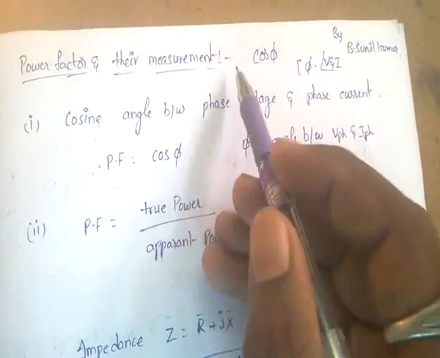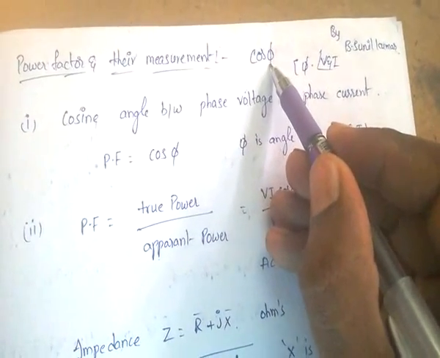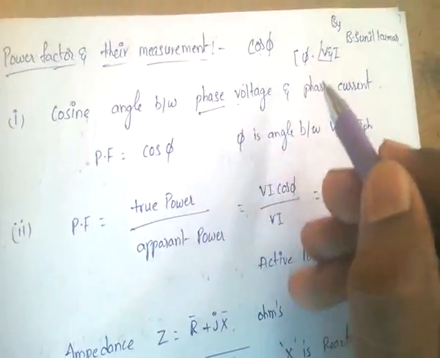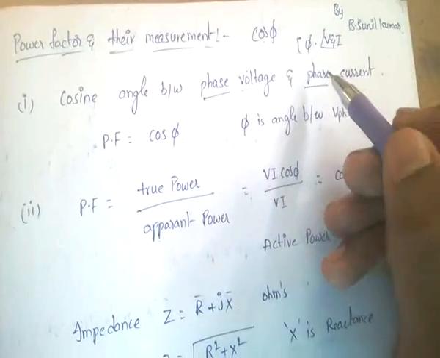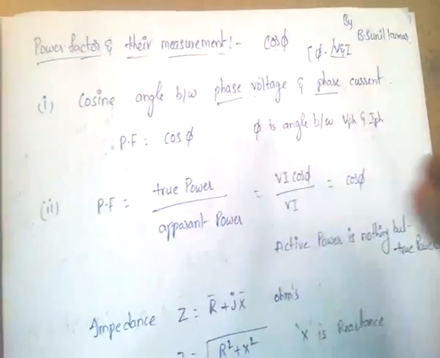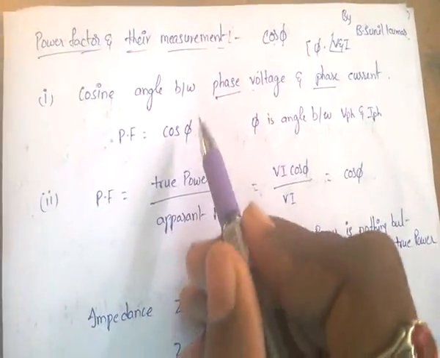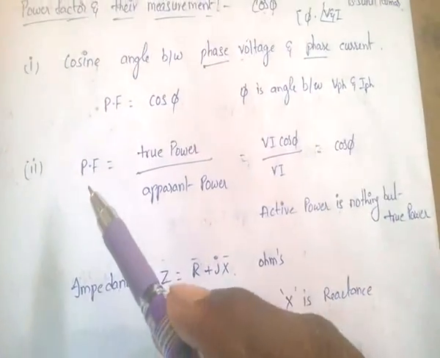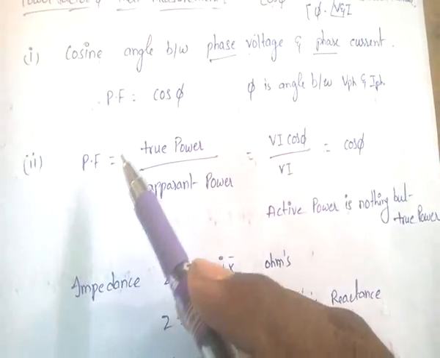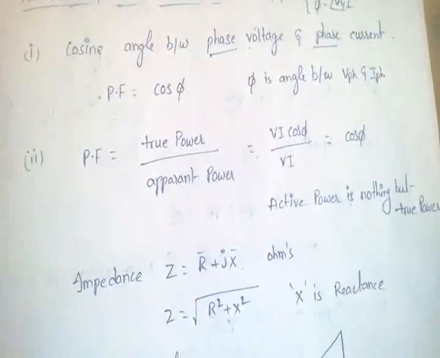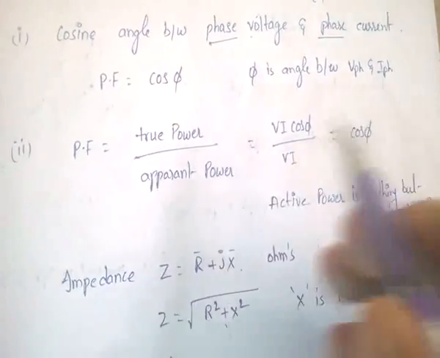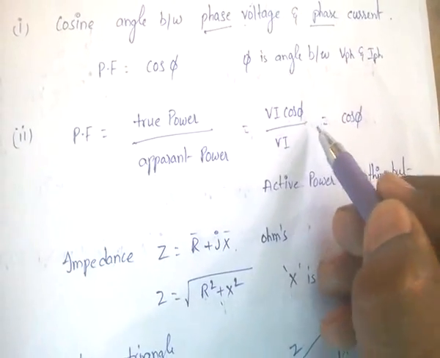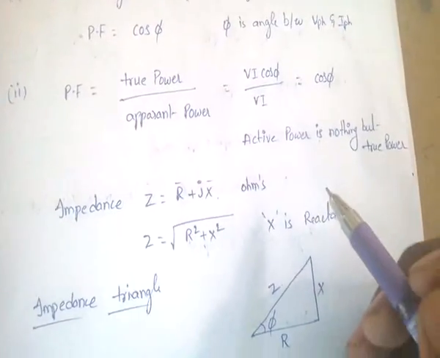We can define the power factor as the cosine of the angle between phase voltage and phase current. Very very important, only phase voltage and phase current. That is, power factor equal to cos phi, where phi is the angle between V phase and I phase. And one more definition is power factor equal to true power to apparent power. True power is nothing but active power. Active power is VI cos phi by VI, that is cos phi, which is nothing but the power factor.